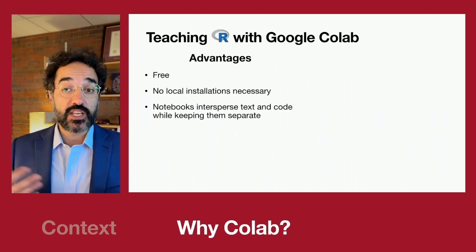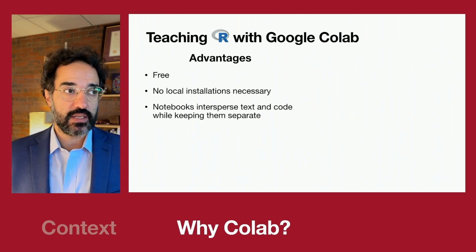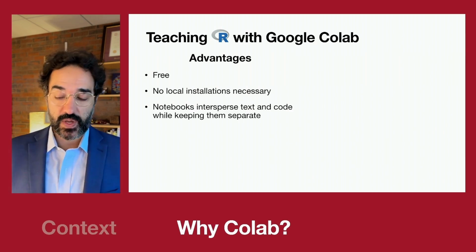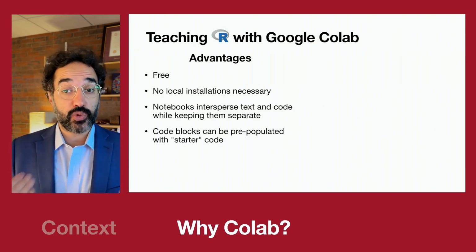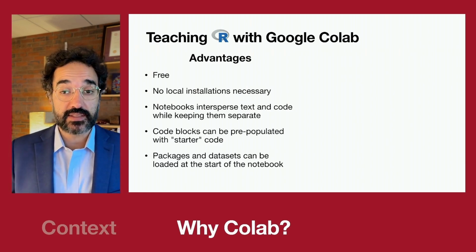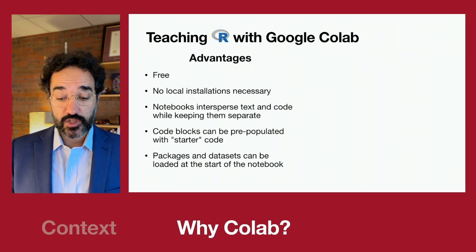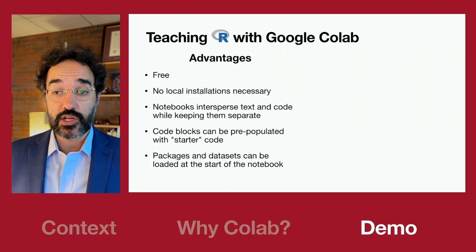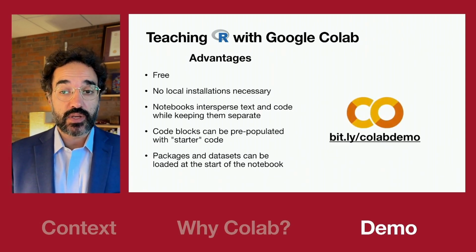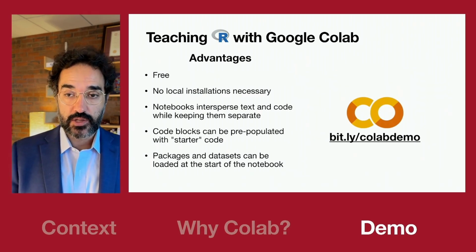And the notebooks themselves intersperse text and code, but it keeps them discrete in these code blocks or these cells that I'll tell you about, which lets you separate out your text and your code in a way that's effective. Code blocks can be pre-populated with what we call starter code to help people get started, and then packages and datasets can be loaded at the start of the notebook so students don't have to worry about them going forward. So rather than get into the details of this, I want to actually show you a demo of this in the form of this Google Colab notebook, and you can access this yourself by going to bit.ly/colabdemo. So I'm going to show that to you now.